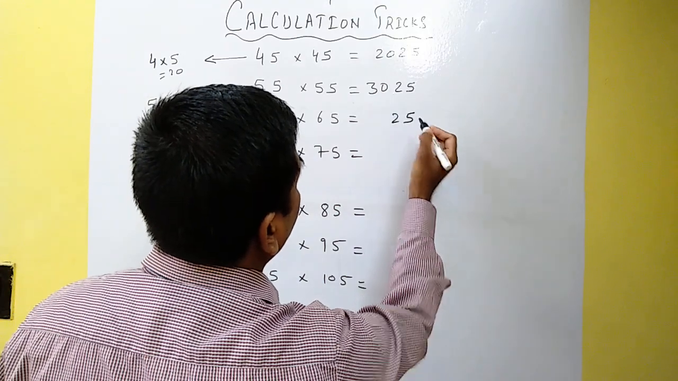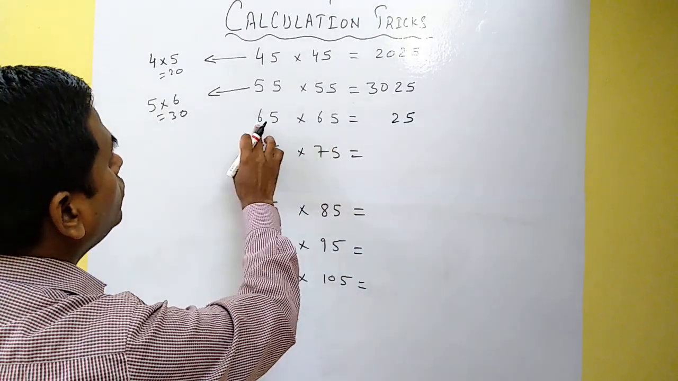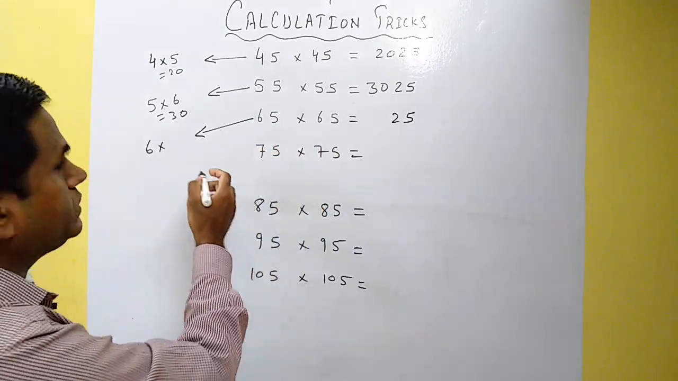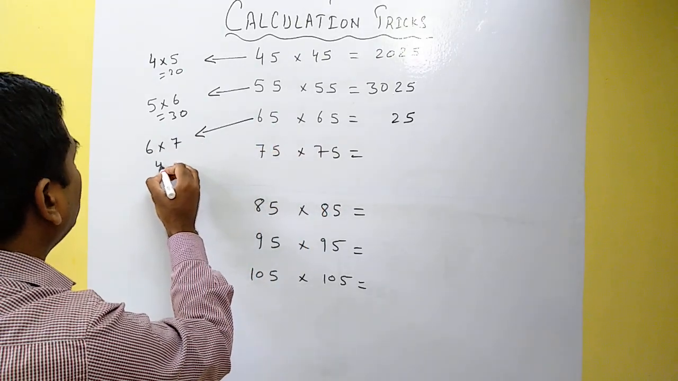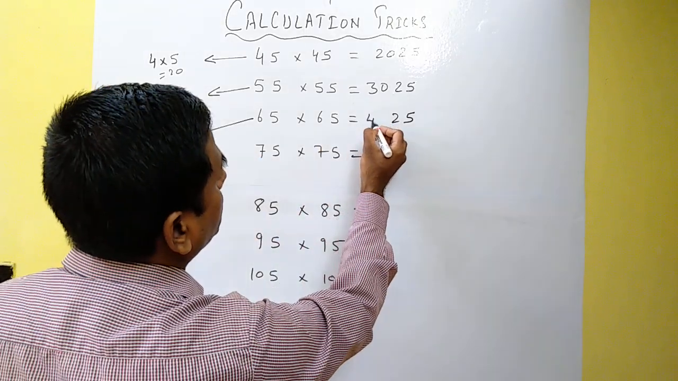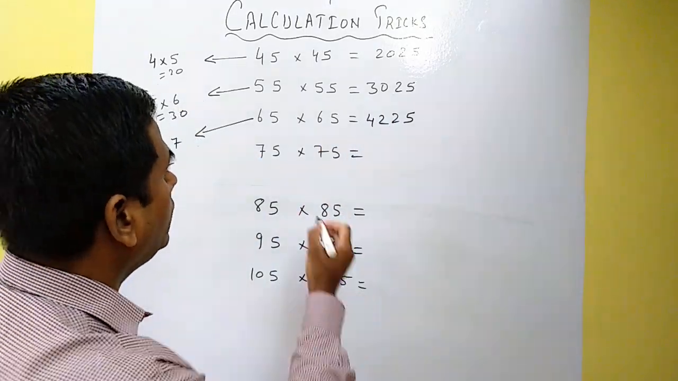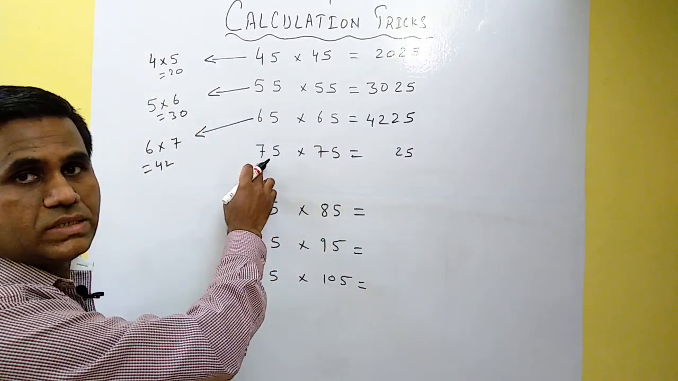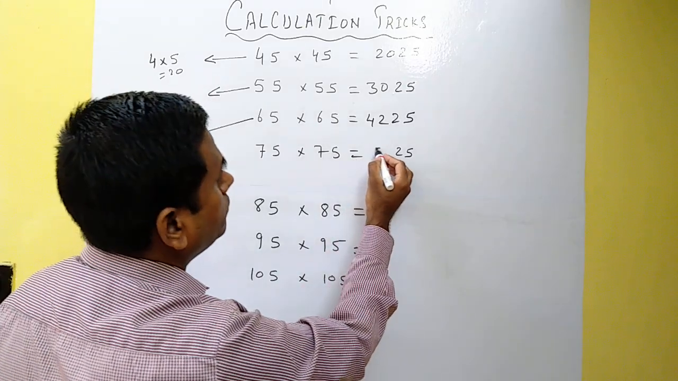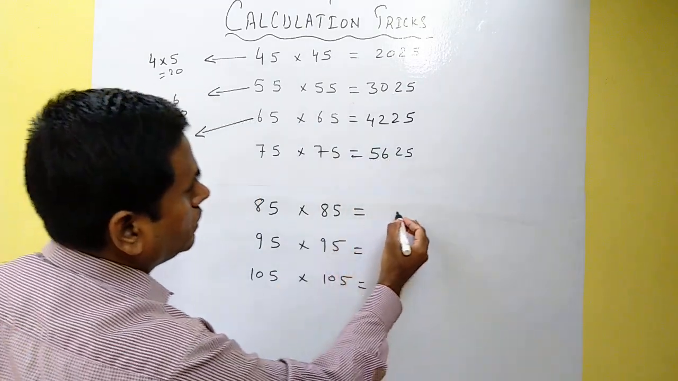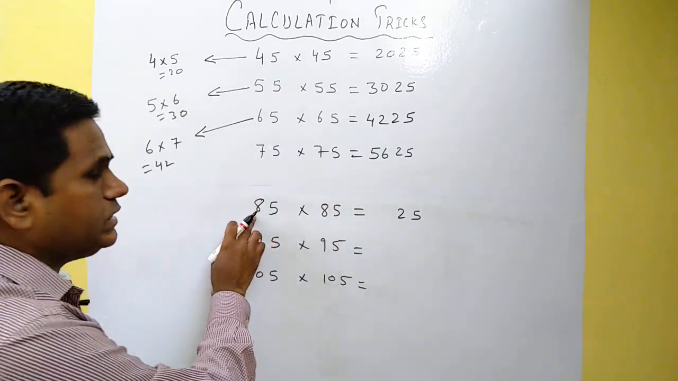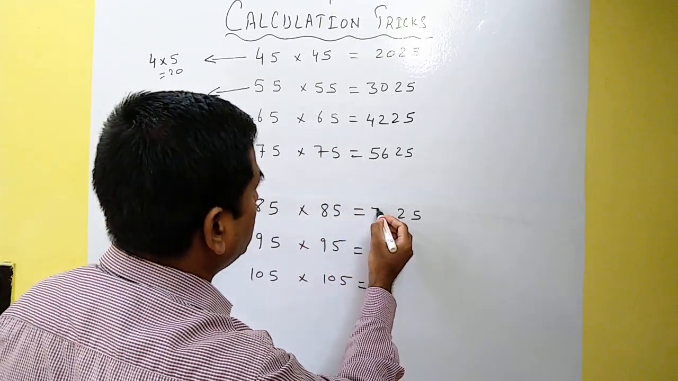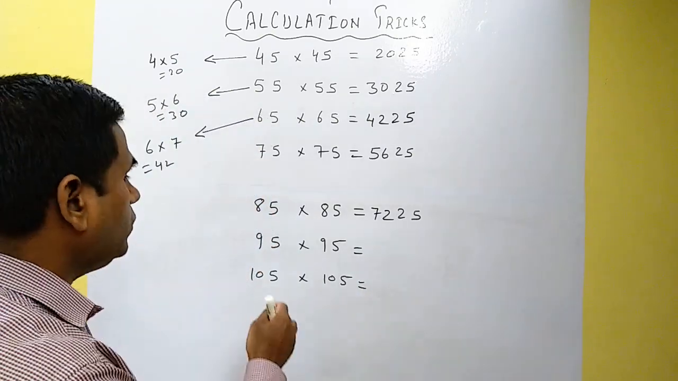Now let us do 65 into 65. So just write 25. Okay, now 6 is the digit, so we will multiply 6 with the next digit, which is 7. 7 6s are 42, so we will write here 42. Okay, similarly 25, 7, next digit is 8, right? 8 7s are 56. Here again 25. Now 8, next digit to 8 is 9. 8 9s are 72.